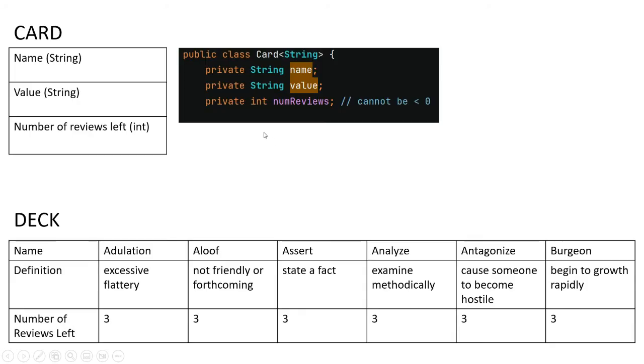So I implemented two different objects, and the first is a card, and that card has three fields: the name, the value or definition, and then the number of reviews I have left. And this last field I'm going to use because I want to review the same card a few times before I can be sure that I'm done with it. And then I have a deck object, and this is created using the decks that we implemented in class. And each item in that deck is a card.